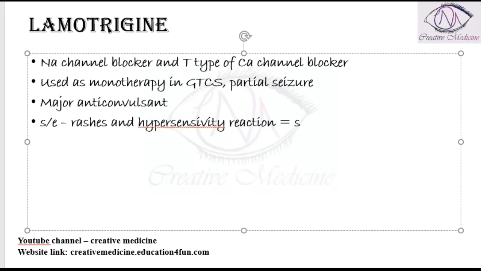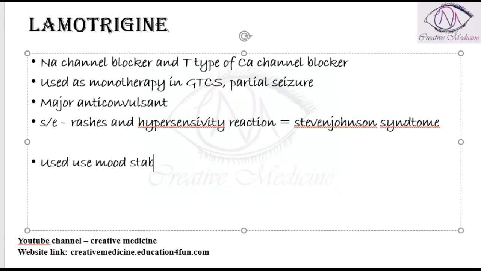Especially, lamotrigine can result in an important side effect, Stevens-Johnson syndrome, which is noted with lamotrigine. Then lamotrigine can be used as a mood stabilizer also, and it is also an anti-neuropathic agent. Lamotrigine is also used in other uses.